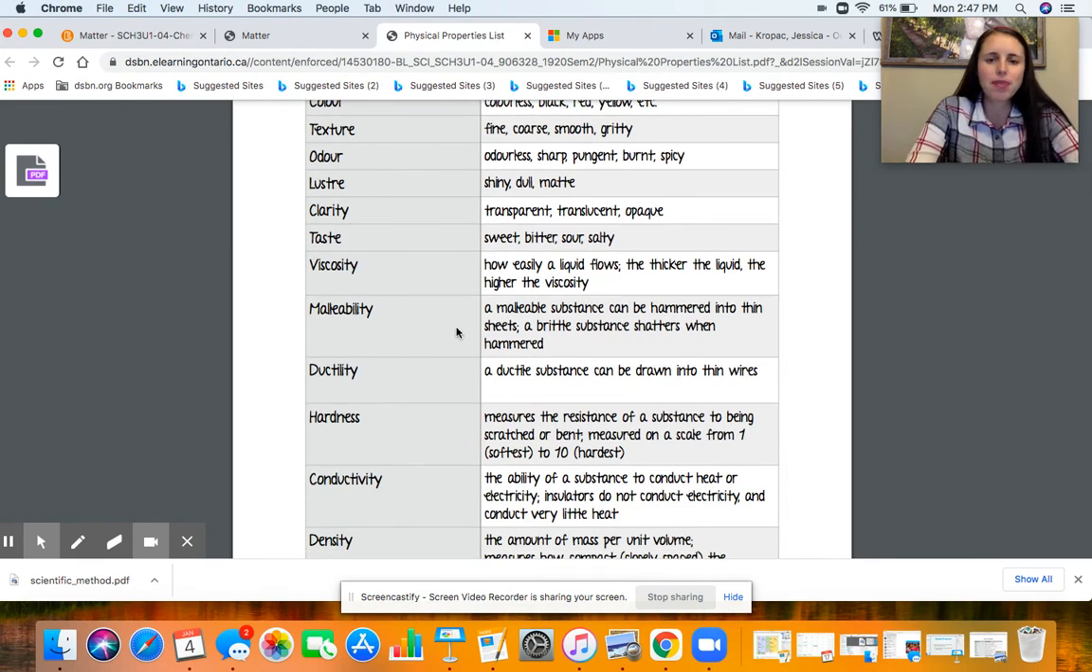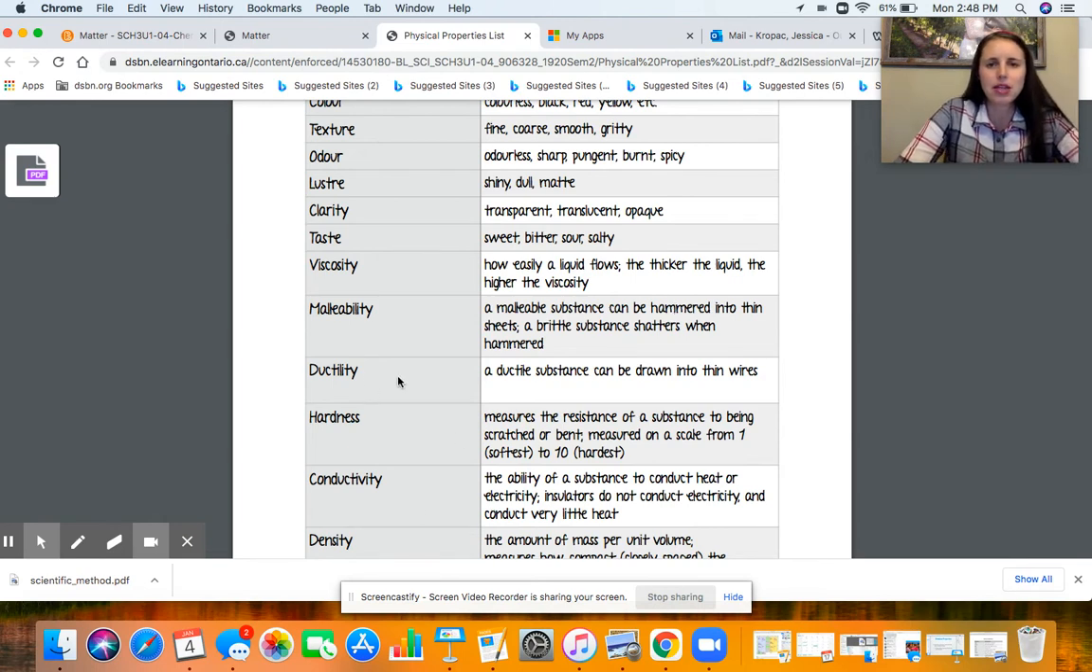Malleability. The definition of malleability is the ability to be hammered into thin sheets. I like to think of it more as bendability. So for example, aluminum foil is very, very, very malleable. We can put it into a thin sheet, but I can also bend it easily with my hands. Whereas a steel beam is not very malleable because I can't actually move or manipulate it.